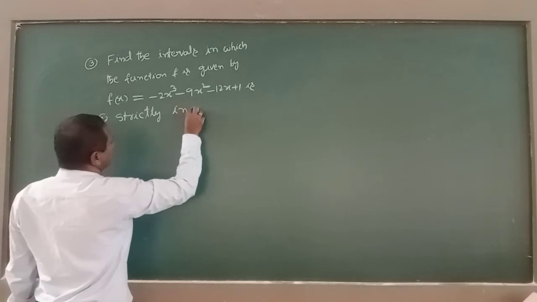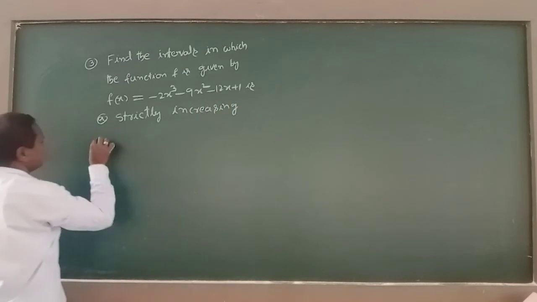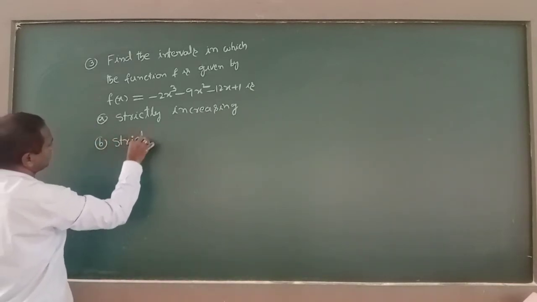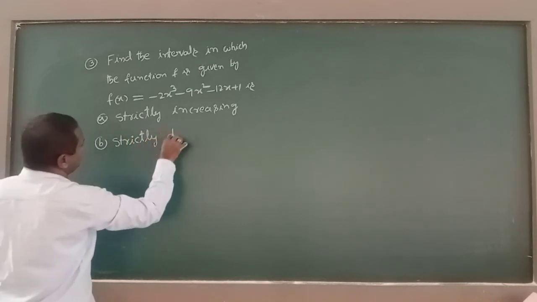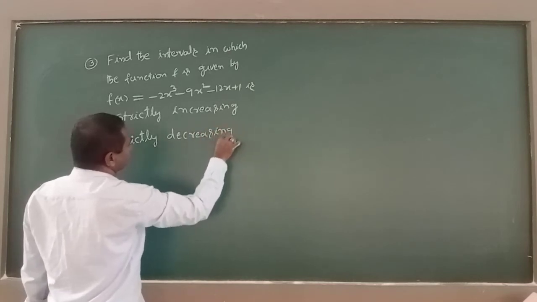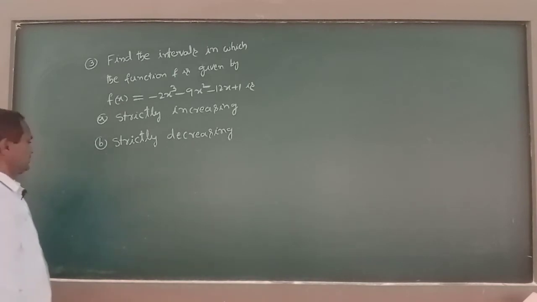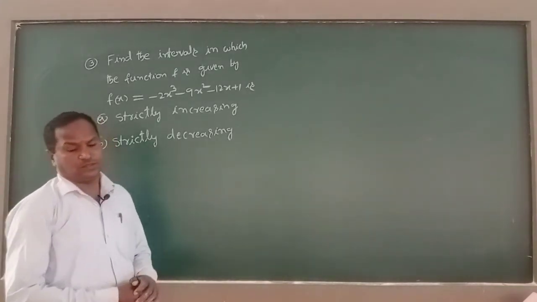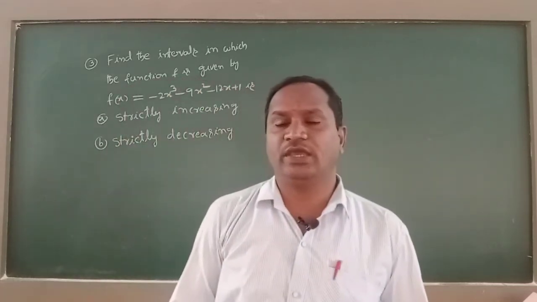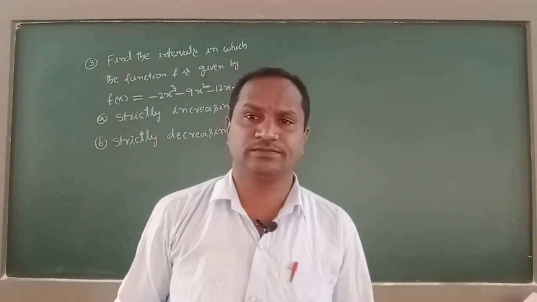First, strictly increasing, and the second question, B, strictly decreasing, they're asking here. The first one is the same thing as how we solved the earlier questions. Similarly, in the same way we are going to give the solution for this question also.